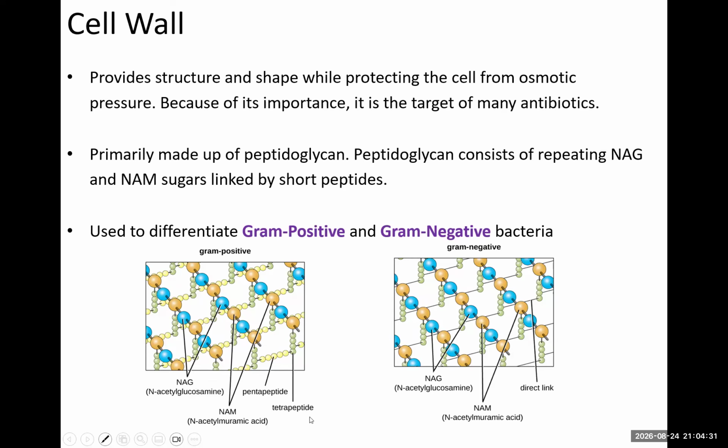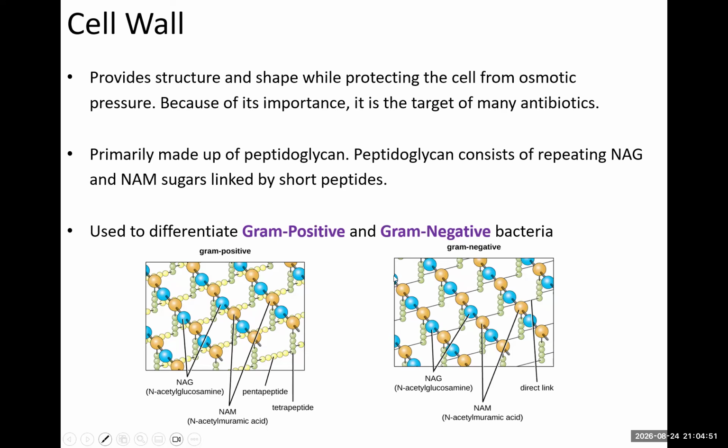So the four amino acid chain is called a tetrapeptide. Again, that's what you're seeing here in green. And then there's the pentapeptides that are connecting those neighboring chains of NAG and NAM. And so this forms this very complex, thick layer of peptidoglycan with our gram positives.